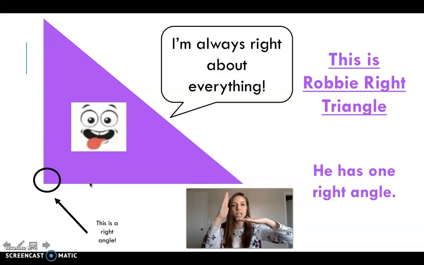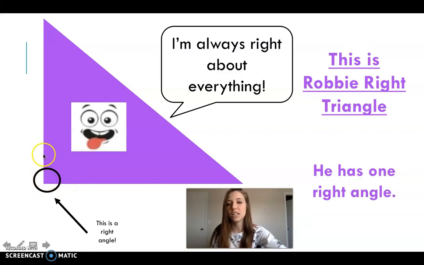It's when 2 straight lines come together and they make that perfect L shape, okay? That L shape, it's an angle and it's 90 degrees. It's a 90-degree angle, which means it's a right angle, okay? So Robbie Wright Triangle, one of his attributes is he has 1 right angle, okay? So now that you have met the whole triangle family, there's 3 different triangles.